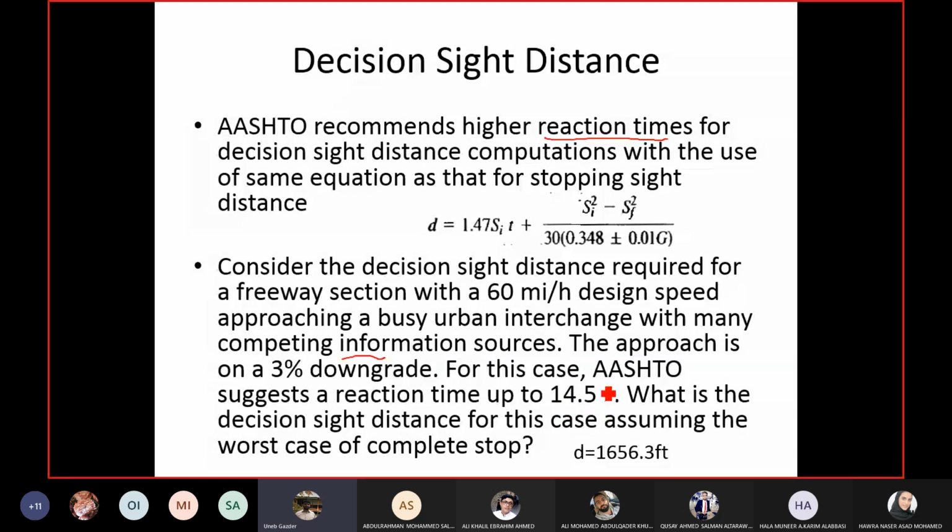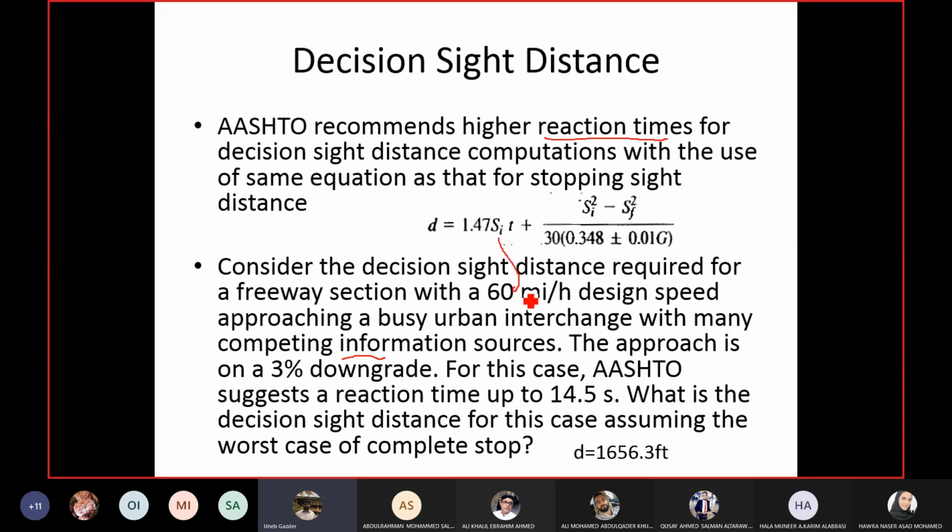So we are trying to find out what should be the decision sight distance provided at this location, assuming the worst case that the driver will stop completely. Assuming that in this location, if the driver sees something unexpected, he will stop completely. For something unexpected, the driver will stop completely. So this is our assumption. In this case, we'll use the equation of stopping distance with this reaction time. So this will be 60.